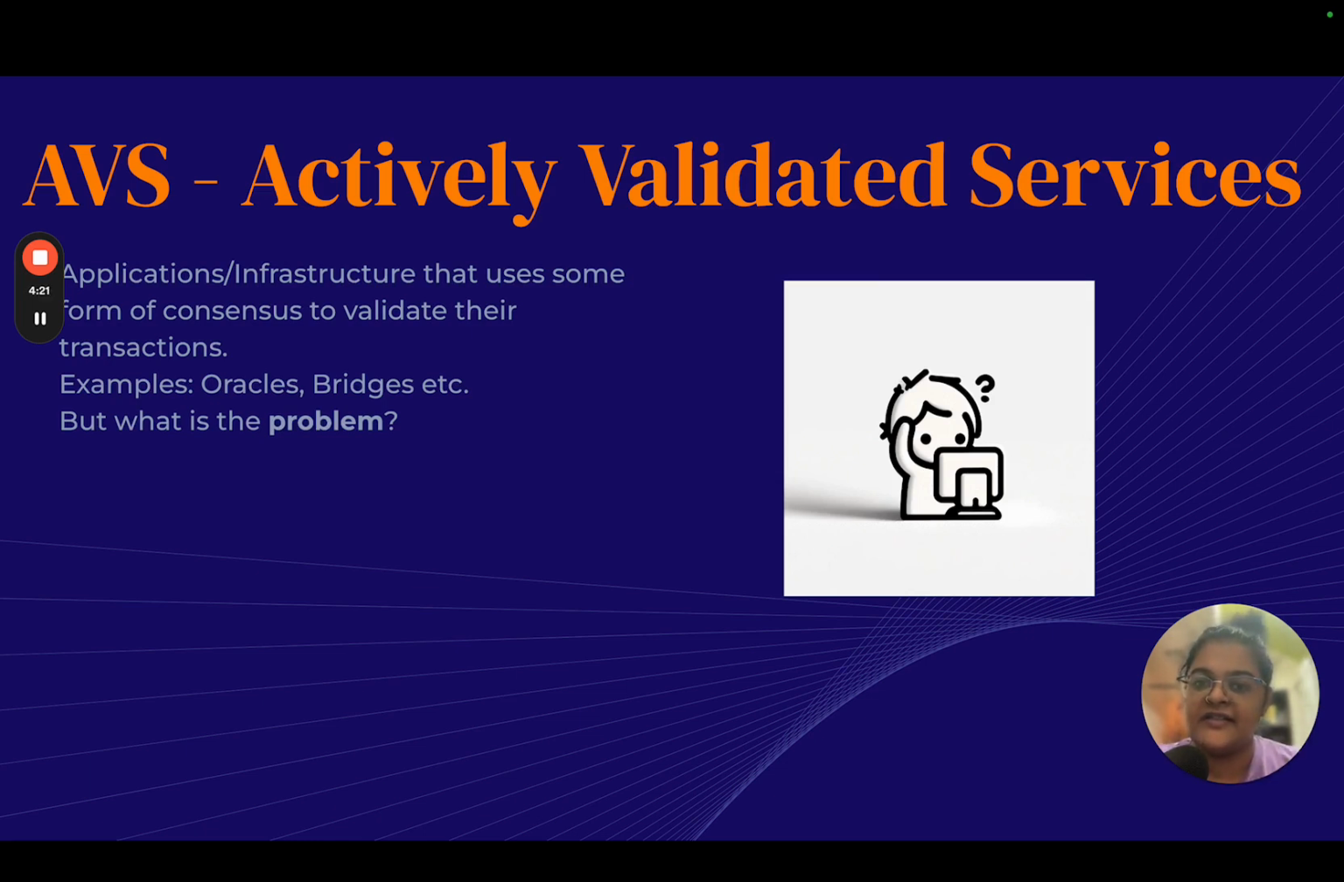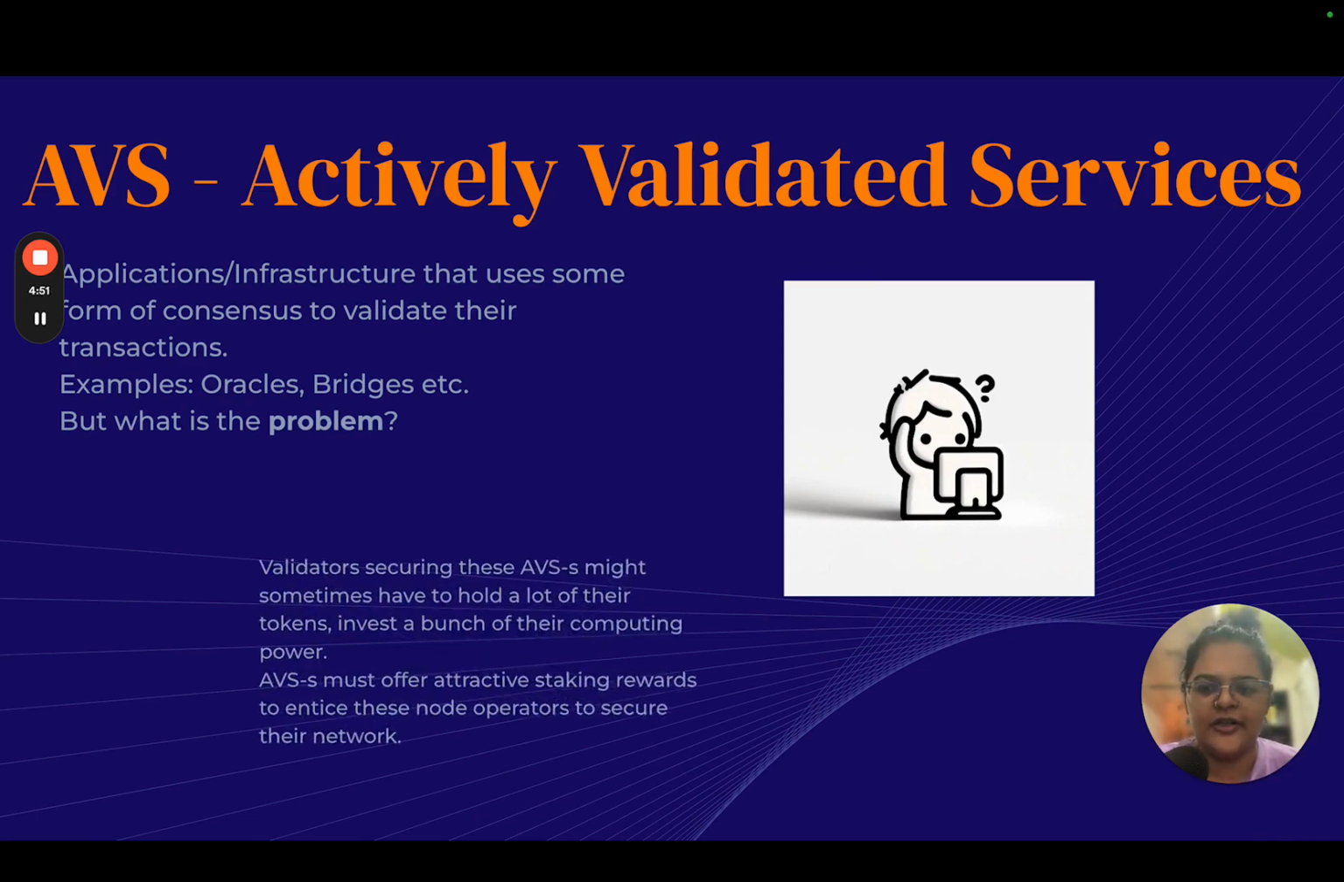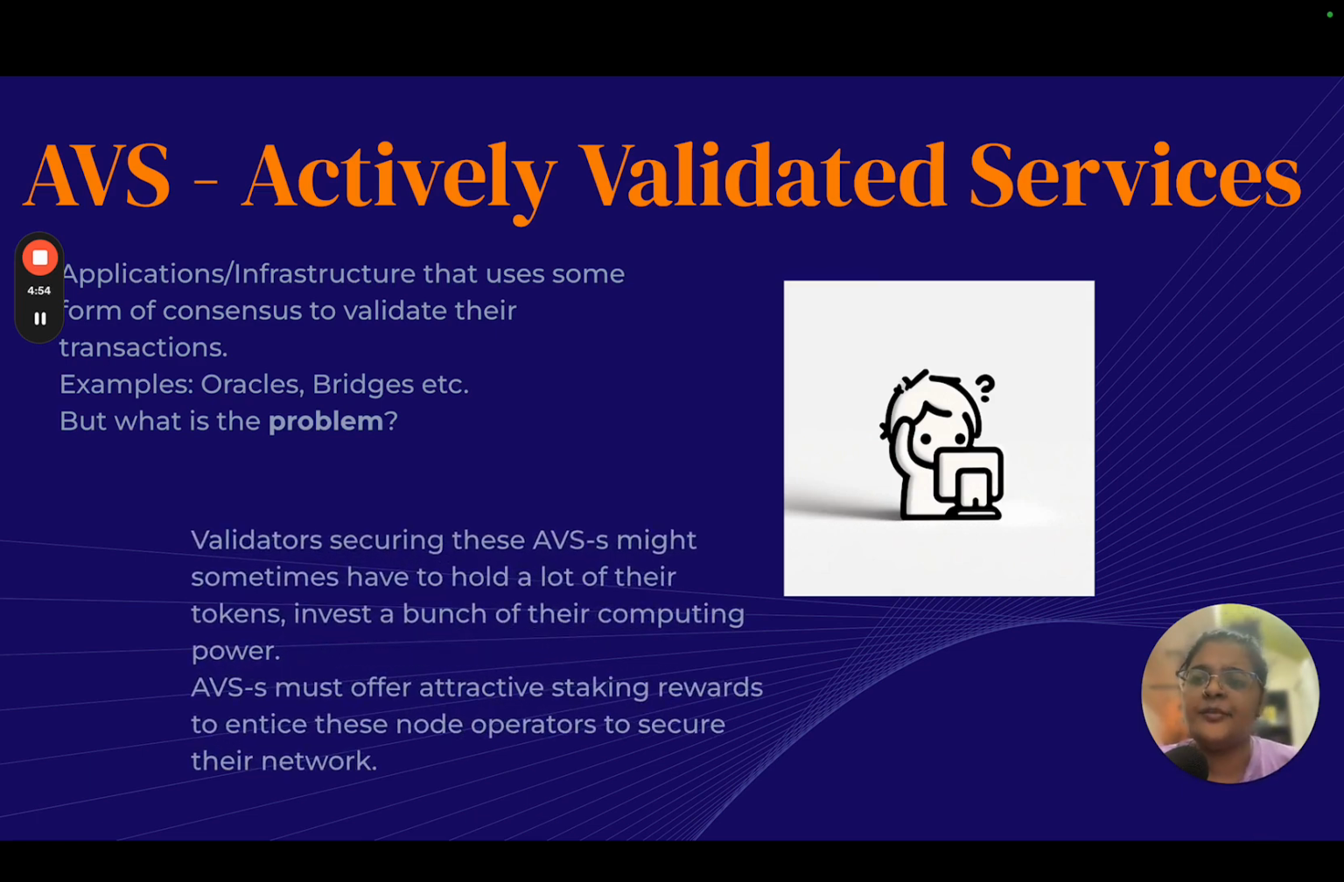Bridges need enough consensus to know that the state of the two protocols they're bridging is actually correct. So think about these kinds of scenarios where they need consensus from multiple parties. Now, these services that use validators to provide this kind of consensus are called actively validated services. These applications do exist. It's not a new concept, but there is something new that I will talk about in this video shortly.